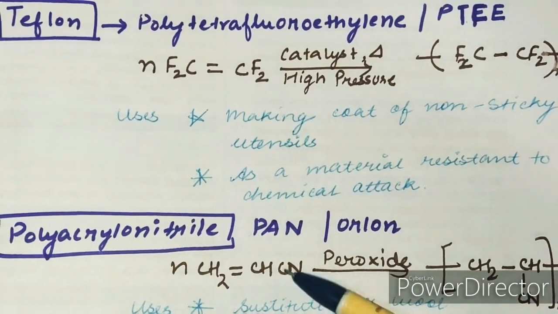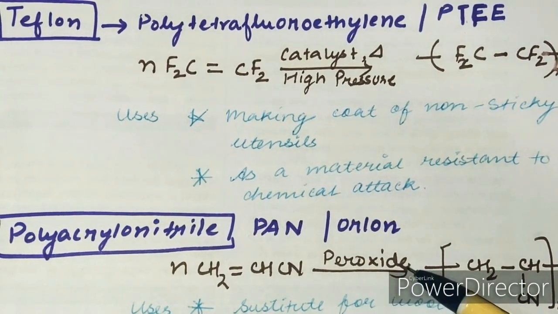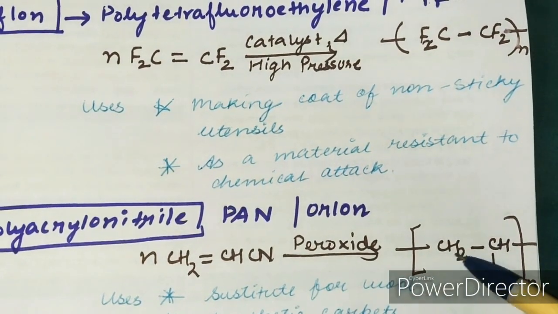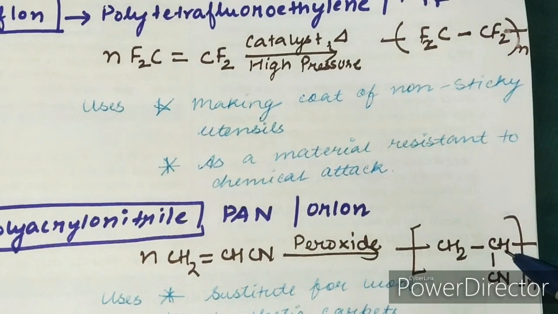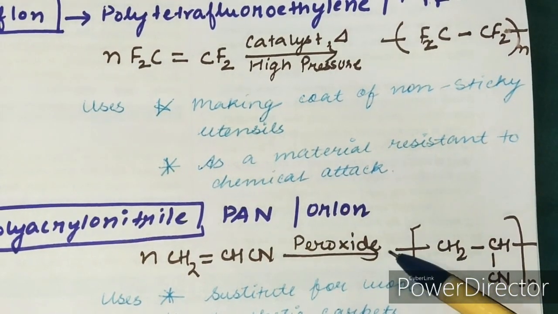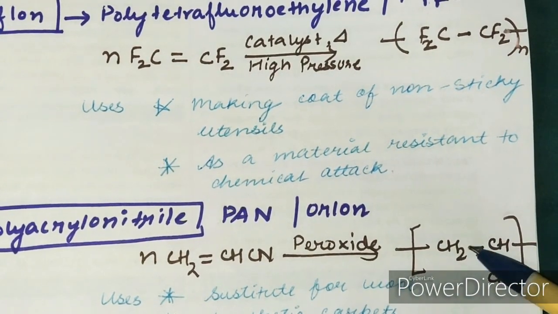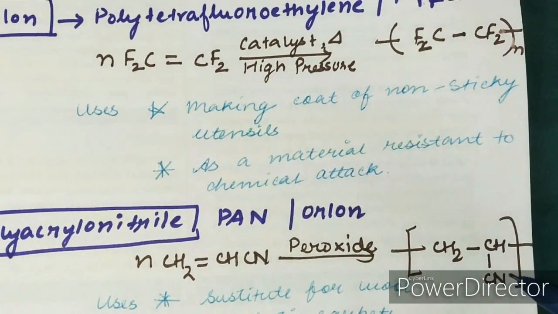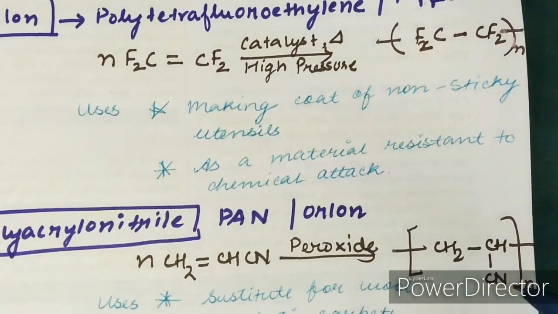And when this unit is treated with peroxide, you will get the polyacrylonitrile chain. So CH2, CH, and on this carbon CN is attached, and here you can go on adding, this side also you can go on adding the acrylonitrile monomers, and if you are taking n number of acrylonitrile, you will get n number of the parts of the acrylonitrile chain.